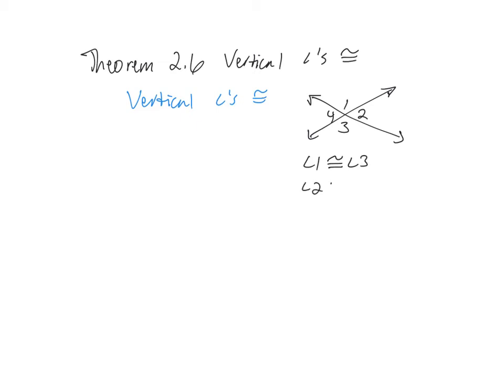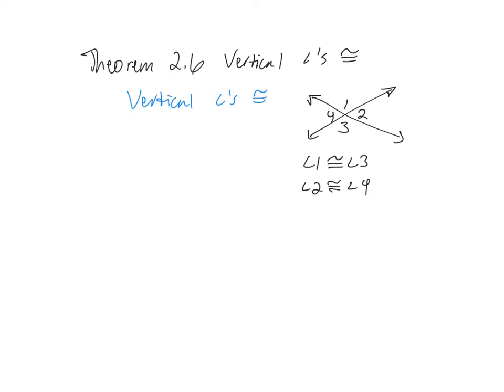And angle 2 is, I'm moving too fast, congruent to angle 4. That one comes up a ton. All theorems have to be proven true before you can actually say that they are a theorem. But you can use previous theorems and postulates to prove that that's true.